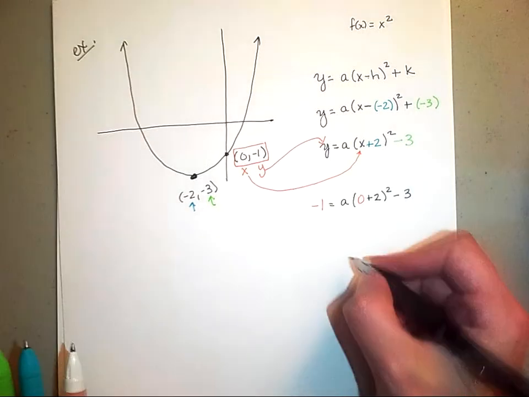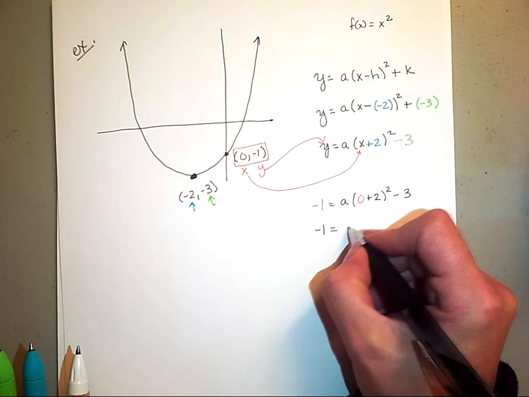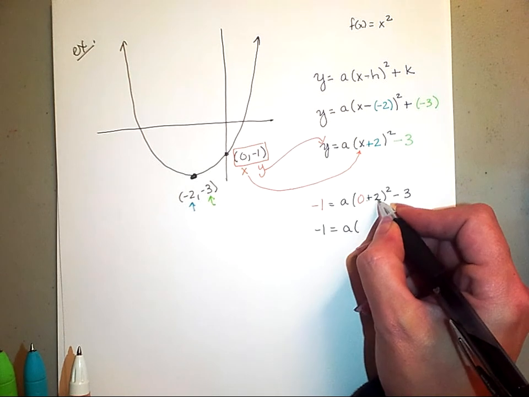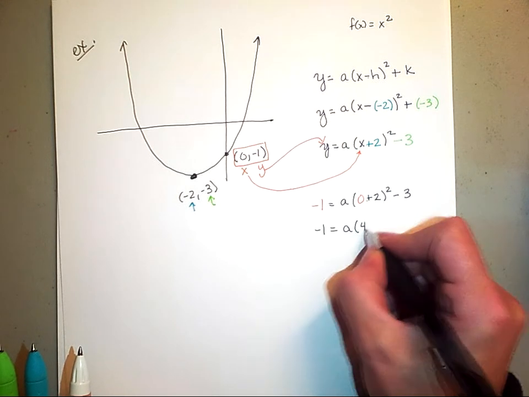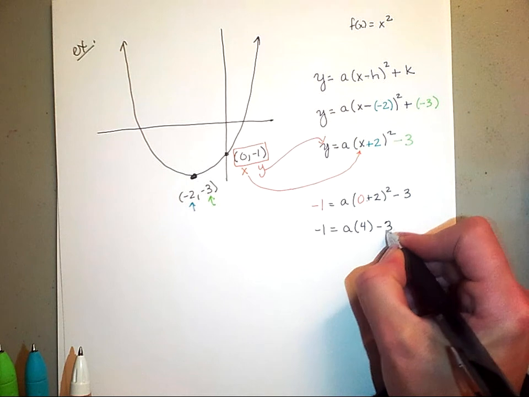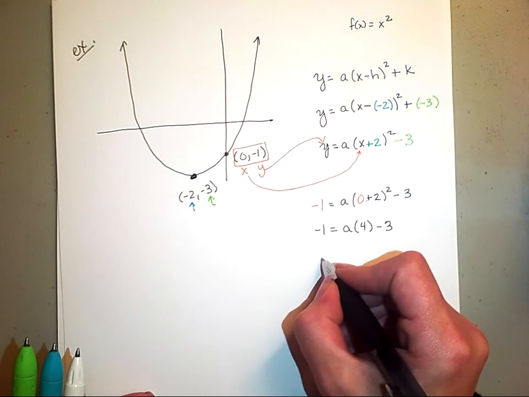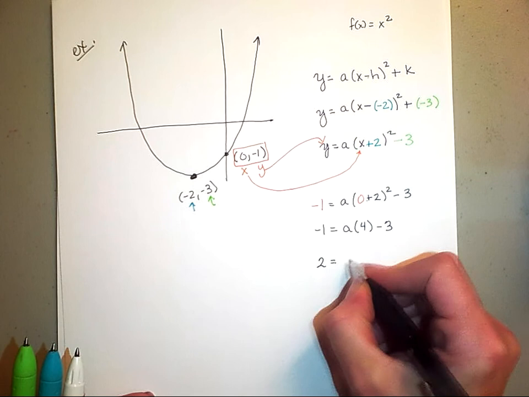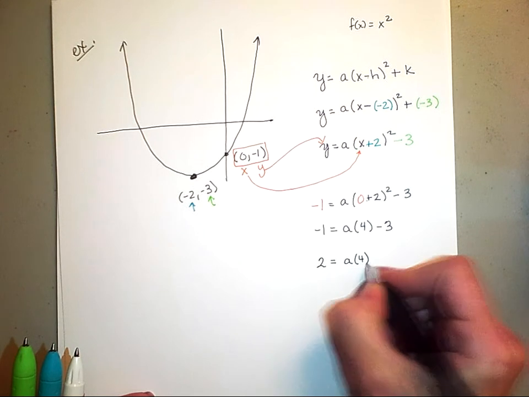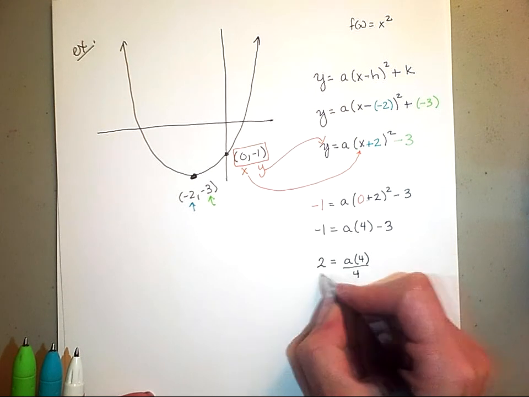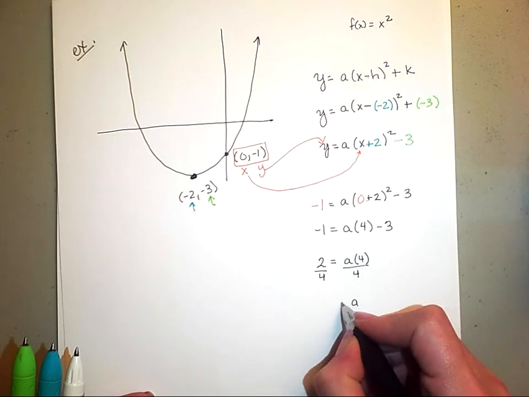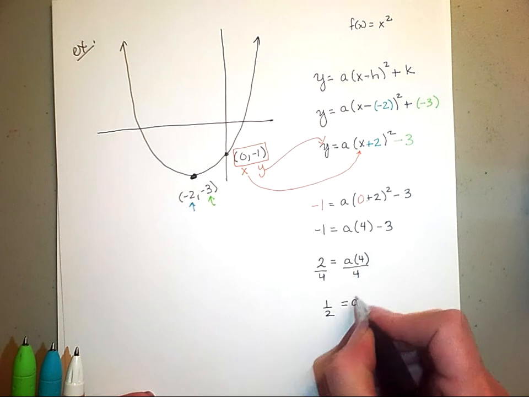Okay. So -1, we just reduce this now. 0 plus 2 is just 2. 2 squared is 4. -3. Okay. Now let's add 3 to both sides to get 2 is equal to a times 4. Okay. And then we divide by 4. So we see here that a is actually equal to 1/2.